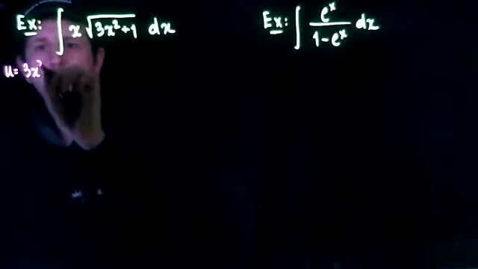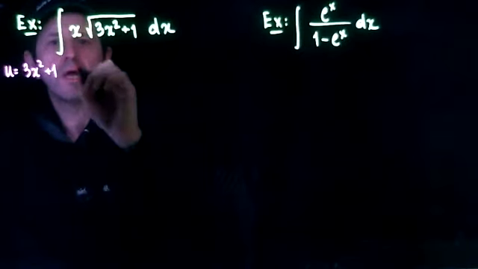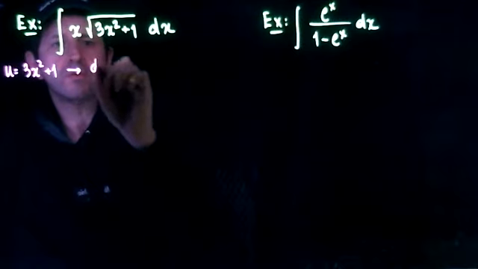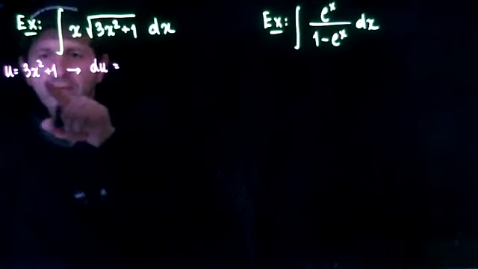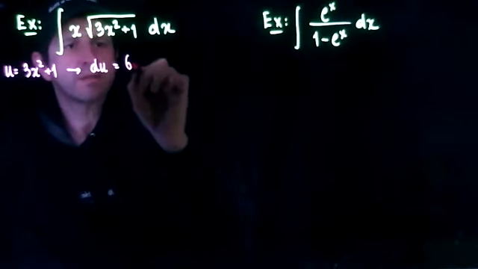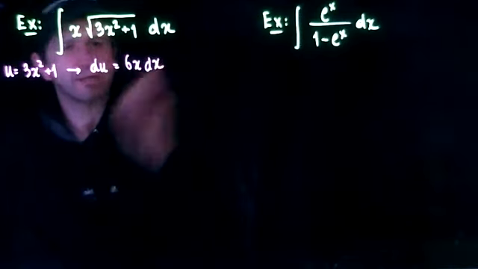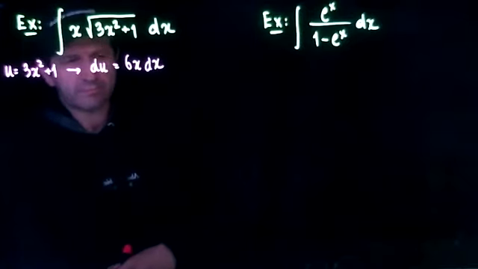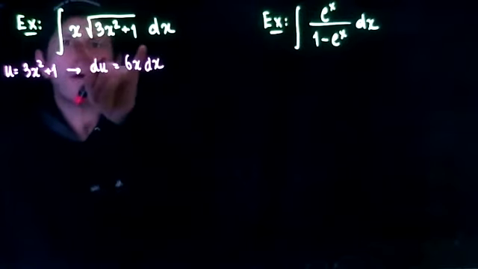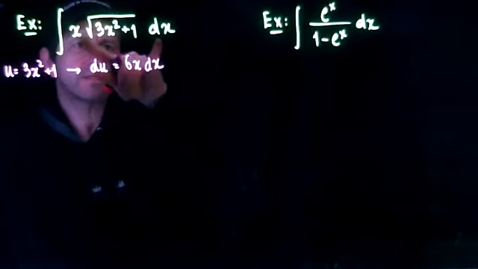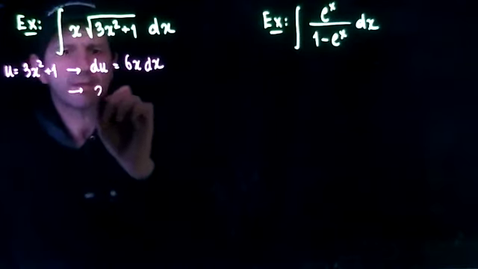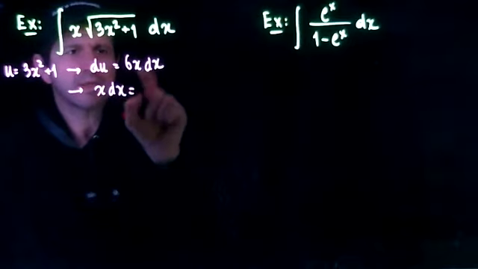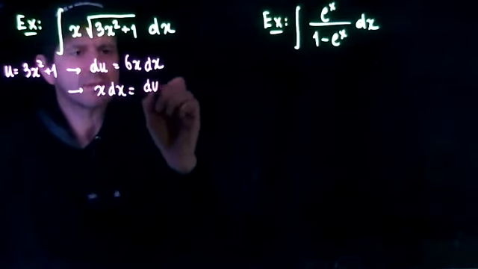So u equals 3x squared plus 1. And so du/dx, what's the derivative of 3x squared plus 1? It's 6x. du equals 6x dx. Is that okay with you? Yeah. So now here I have the x dx, so I'm going to isolate x dx. x dx is equal to du over 6.